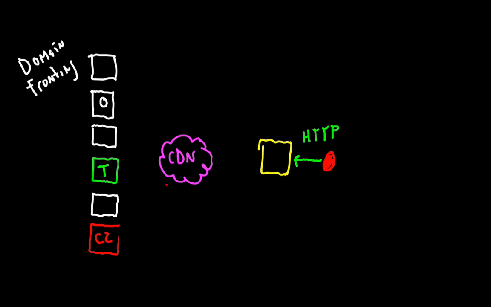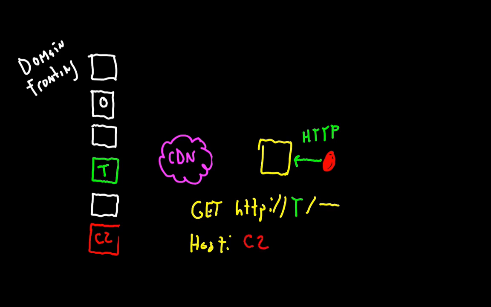Let's get rid of that. Here's what the proxy server will see. And this is what my client will send. It's going to see a GET on HTTP, our highly trustworthy repeatable domain T, and whatever URI. And it's going to see a host header with our C2 server specified.